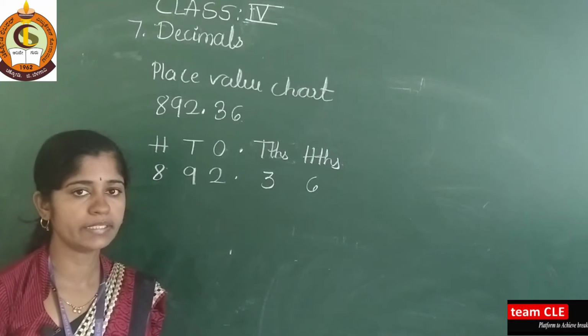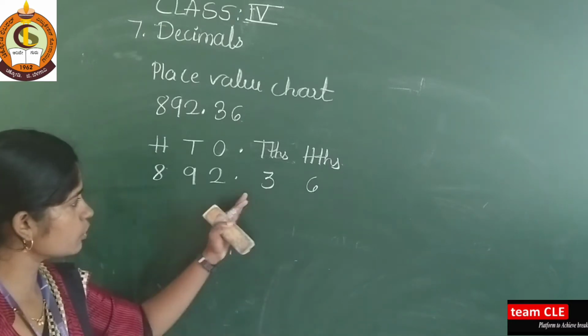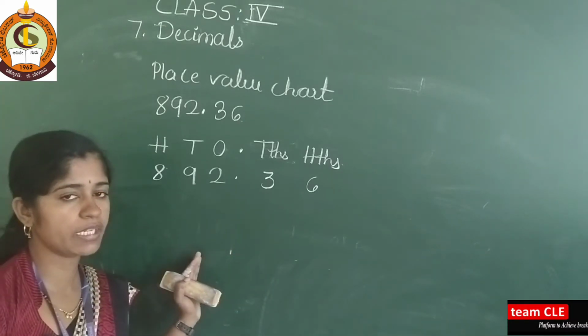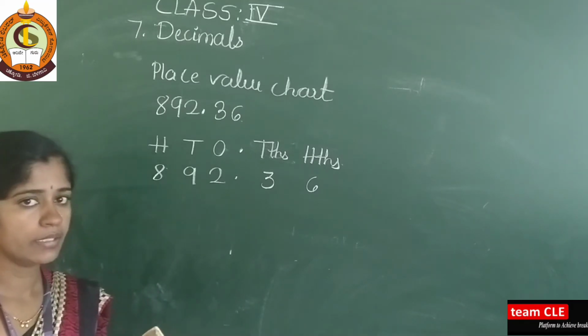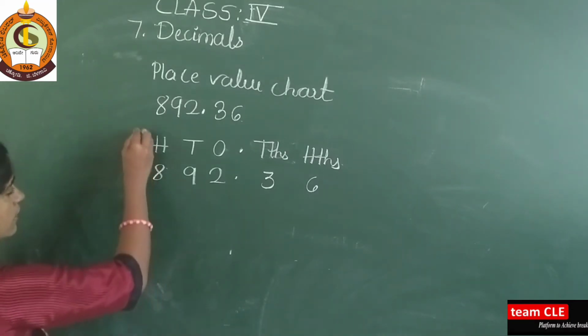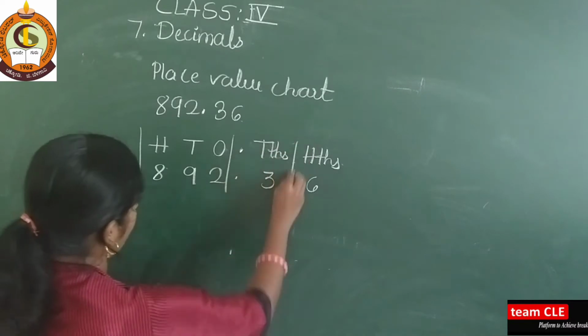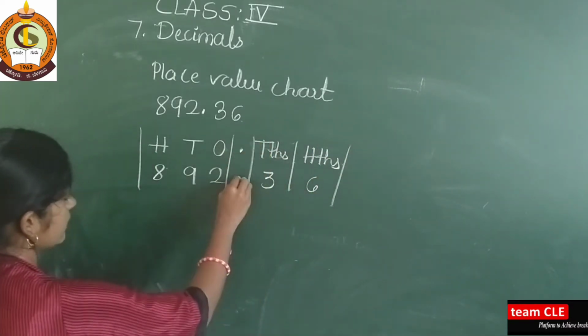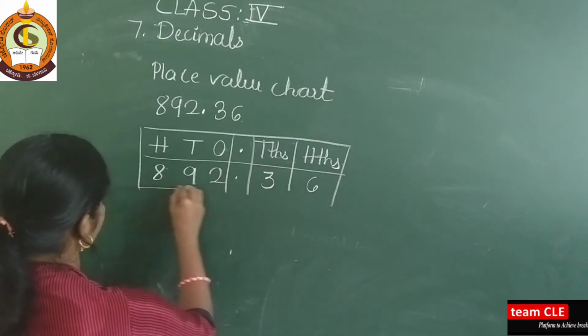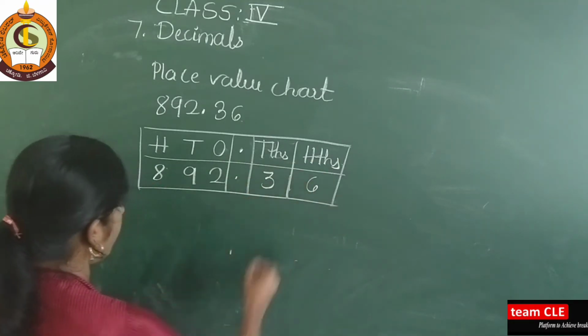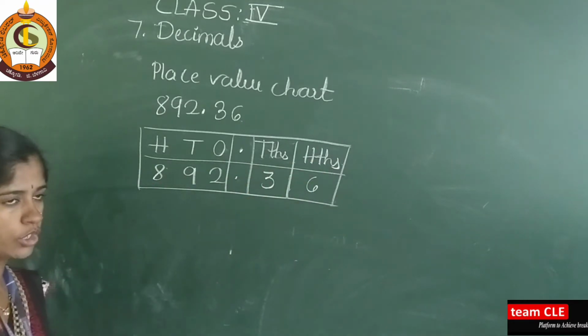892.36. Don't read it as a 36. As you move to the left side, the value of the number increases. As you move to the right side, the value of the number decreases. So this is the place value chart of decimals, and this is the decimal point. For that we also need a separate column. How to read it? Understood?